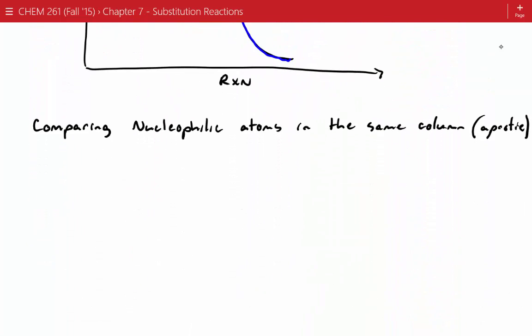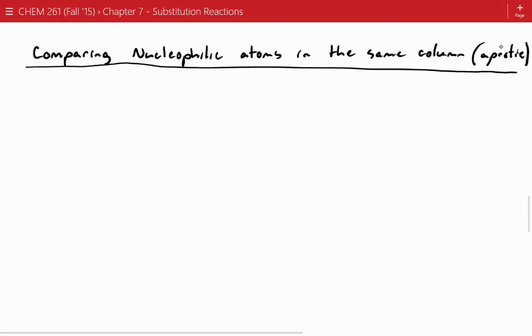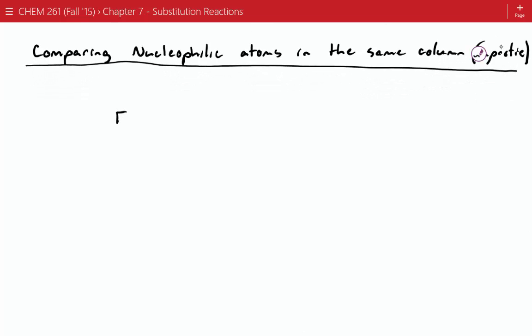Okay, so let's compare some nucleophilic atoms that are in the same column. I'm going to make a list. We've got fluoride, chloride, bromide, and iodide. These are all in the halogen column, right? They're all potential nucleophiles. Which one do you think is going to be most nucleophilic? Fluoride, chloride, bromide, or iodide?